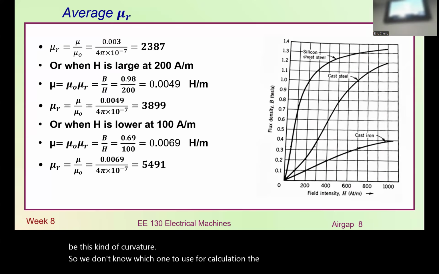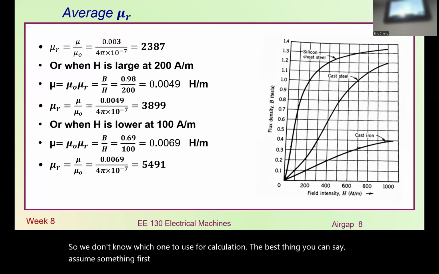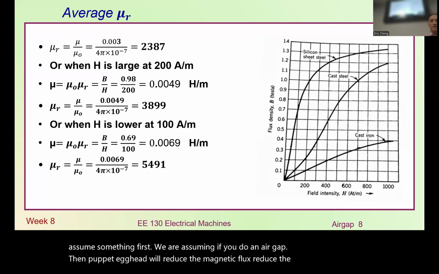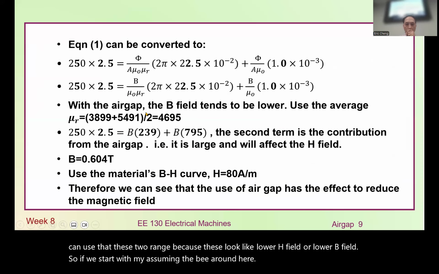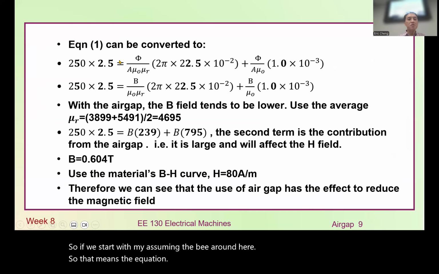The best thing you can do is assume something first. We are assuming that if you add an air gap, then probably the air gap will reduce the magnetic flux, reduce the B field. So probably we can use these two ranges because these look like lower H field or lower B field. So if we start by assuming the B around here, that means the equation can be written like that. So that's our MMF, that's the flux divided by the area times mu naught.